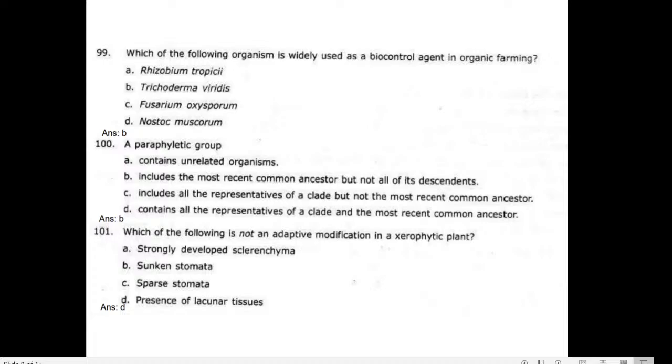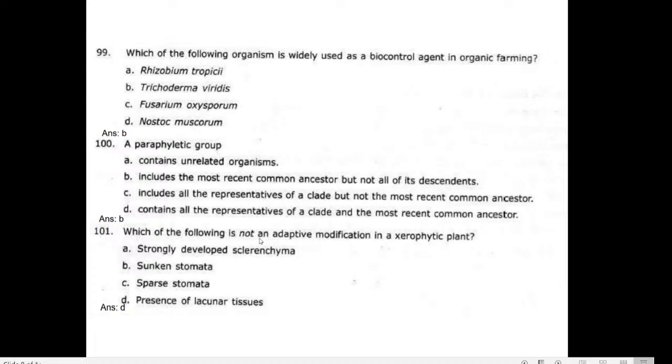So specific characters are there here. It includes the most recent common ancestor. After the movement of the animal, there is a genetic change, that is the most recent ancestor, but not all of its descendants.